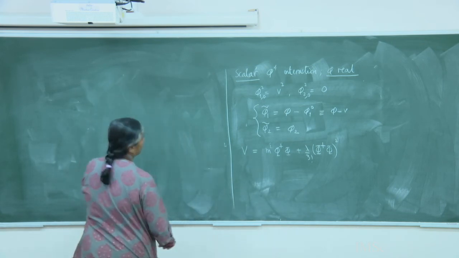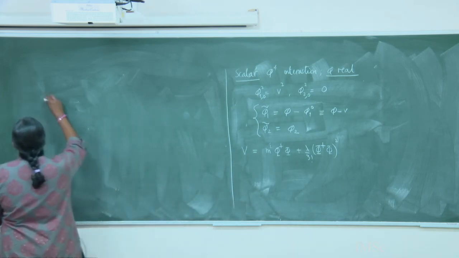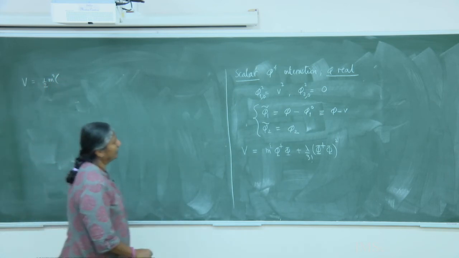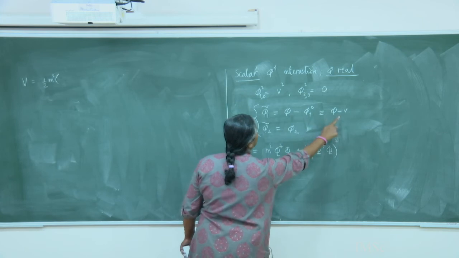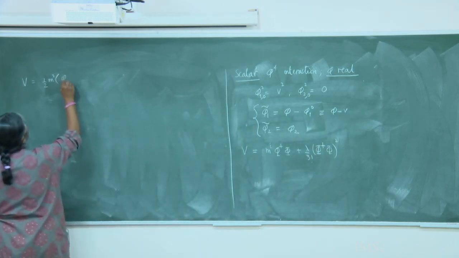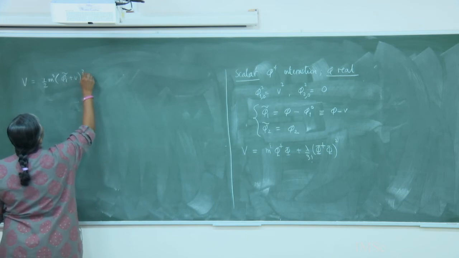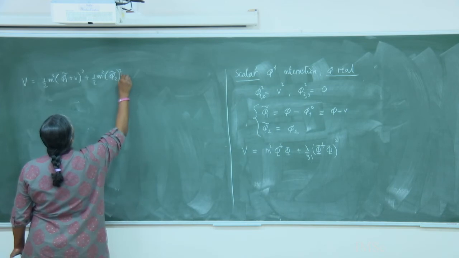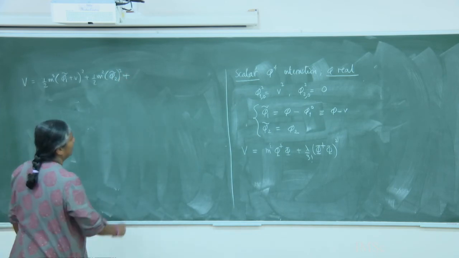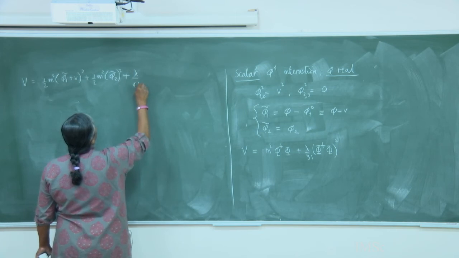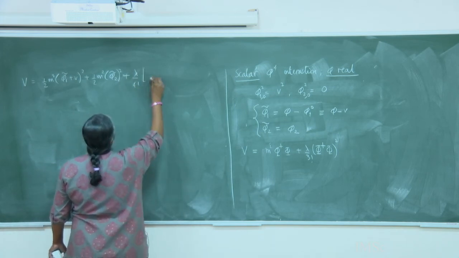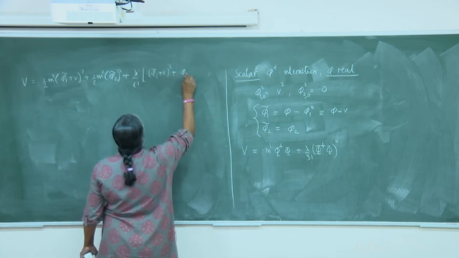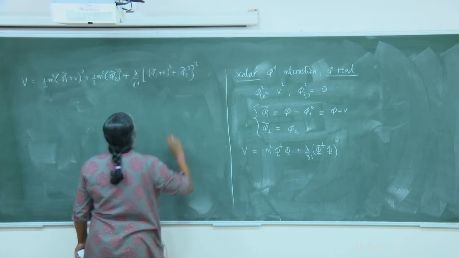So let me write all the terms. So v is equal to half m. What is phi 1 squared? Phi 1 is phi 1 tilde plus v. And phi 2 tilde is simply phi 2 tilde, they are the same, right? Plus phi 1 squared plus phi 2 squared, the whole square.